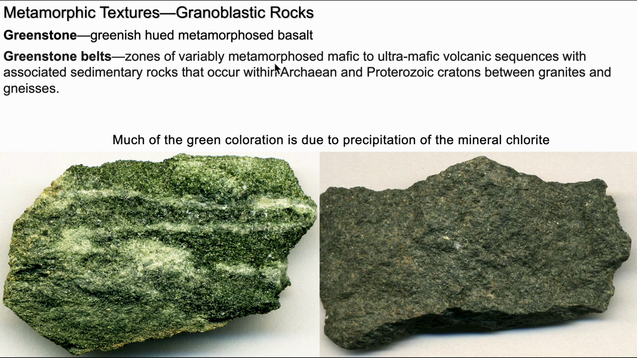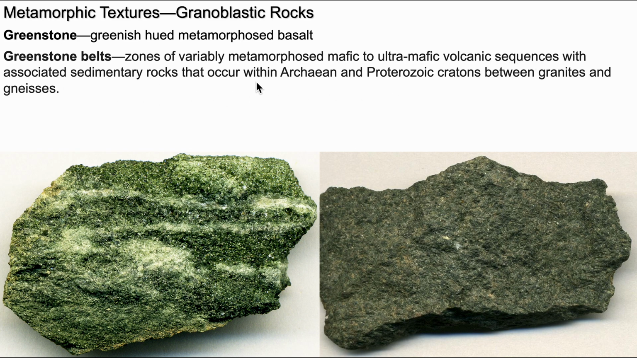Greenstone belts are zones of variably metamorphosed mafic to ultramafic volcanic sequences with associated sedimentary rocks that occur within Archean and Proterozoic cratons between granites and gneisses. So characteristic green color in both of these hand specimens. This is metamorphosed basalt. It's baked back to look like the original olivine.